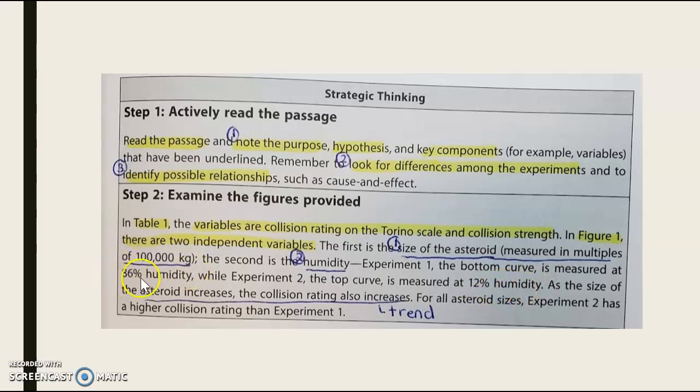Those differences, 86% and 12%, are not going to be directly seen in the data table or graph, but you'll need to know that information to answer the questions. So sometimes the questions or the figures do not give you all the information you need. You do need to interpret from the reading. What we're looking for is the size of the asteroid increasing, the collision rating increasing as well with it. So a trend. If this happens, then this happens. Cause and effect.